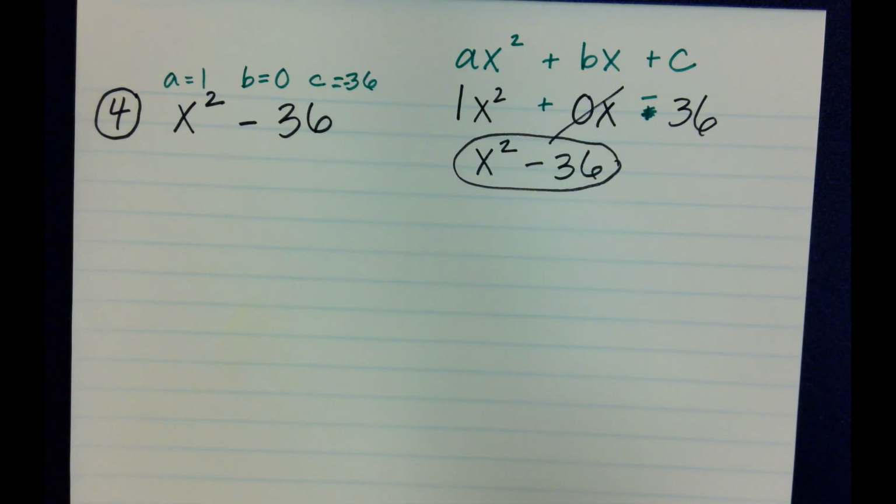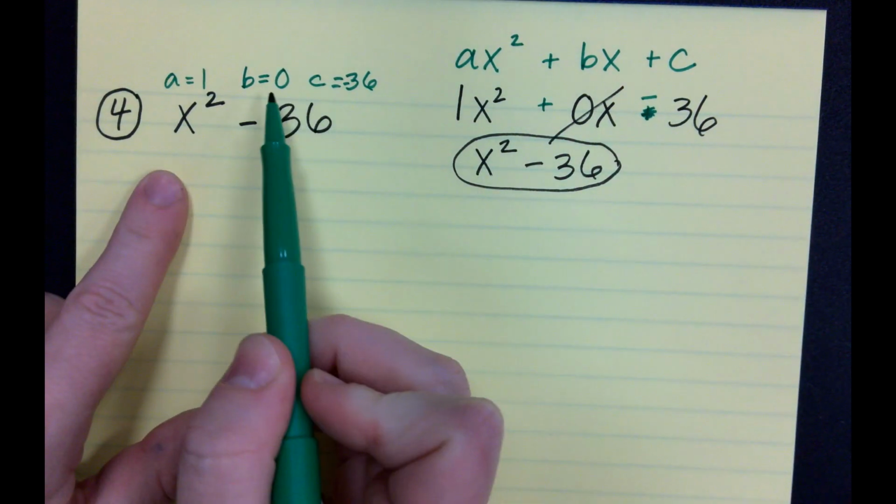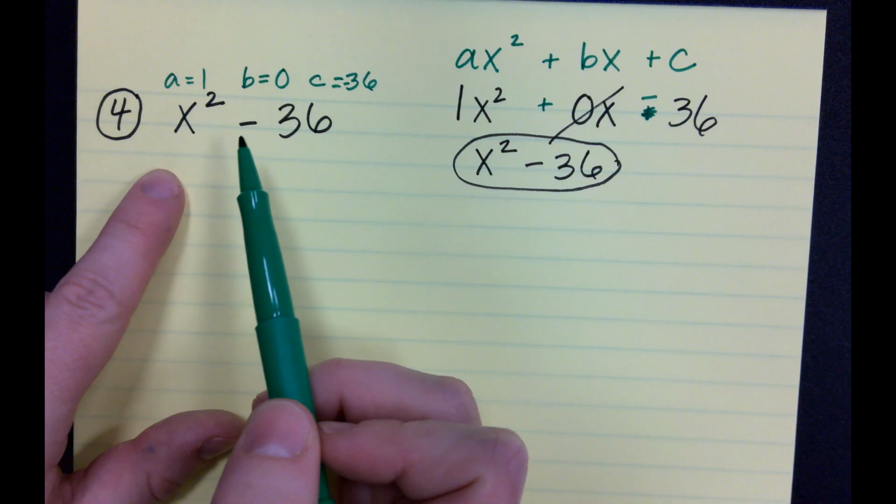Okay. Is anybody still confused about that? Okay, good. So what's our answer? So that's not our answer. I was just showing you why b is 0. We still got to factor it.